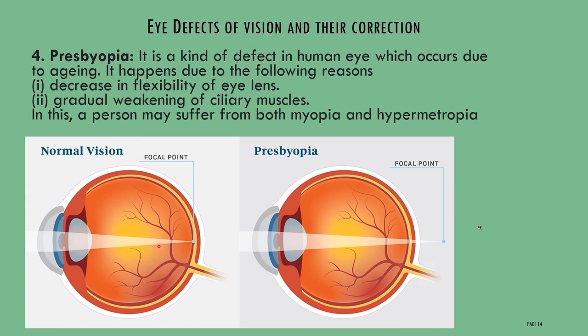This is the normal vision. This is presbyopia. Here you can see hypermetropia because the image will form beyond the retina. How we will correct? We will correct using the convex lens. We will correct using this convex lens. Presbyopia, here you have to remember, occurs for the aging person, otherwise aged person. You can observe here why this will happen. What is the reason? Decrease in the flexibility of the eye lens or gradual weakening of the ciliary muscles.